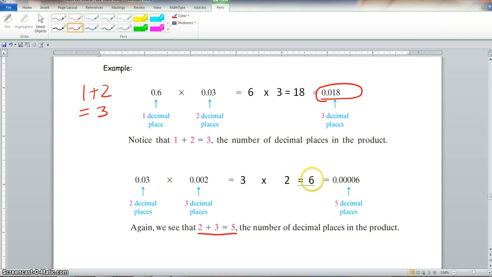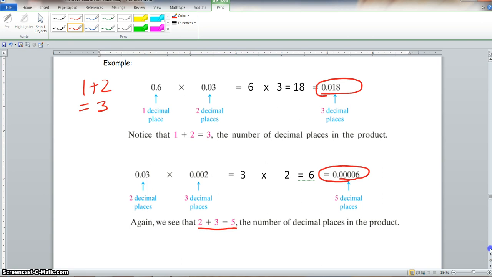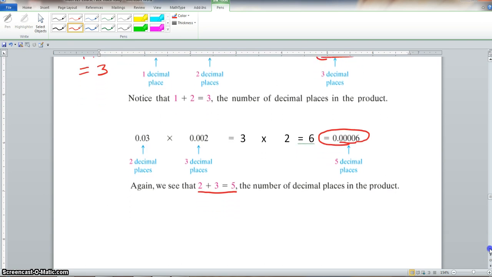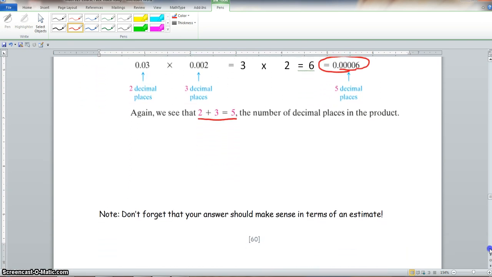Right now, we only have 1 digit, which is 6. So that means we must add 4 zeros in front of the 6, and we will put our decimal point. So our final answer would be 0.00006. Now, we scroll to the next page.